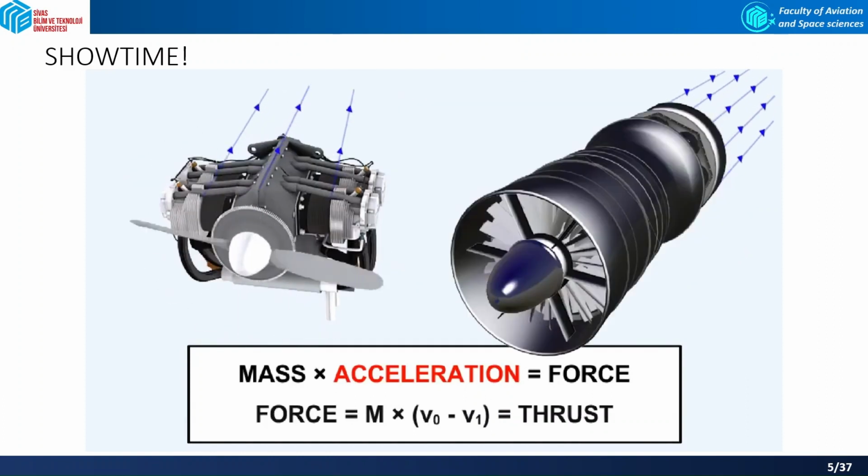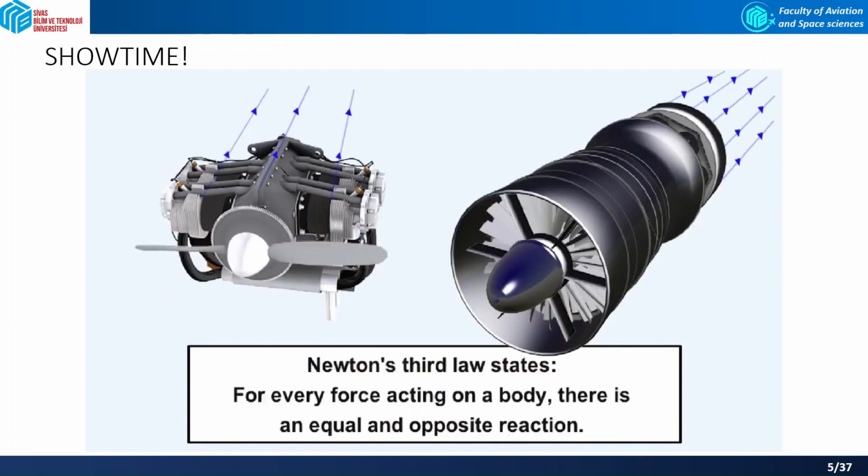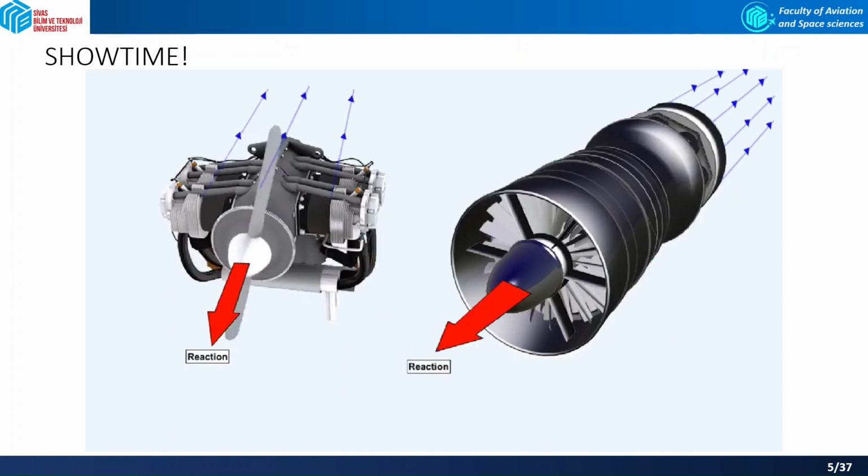With the piston engine propeller combination, the propeller drives a relatively large mass of air backwards fairly slowly, while the gas turbine throws a small mass of air backwards relatively quickly. Newton's third law states, for every force acting on a body, there is an equal and opposite reaction. In the two cases quoted earlier, the piston engine propeller combination and the gas turbine engine, the force created by the mass of air being thrown backwards and its velocity generate a reaction in the opposite direction, driving the aircraft forwards.